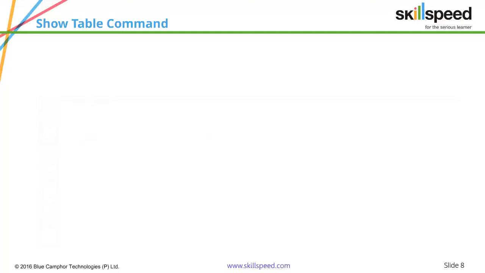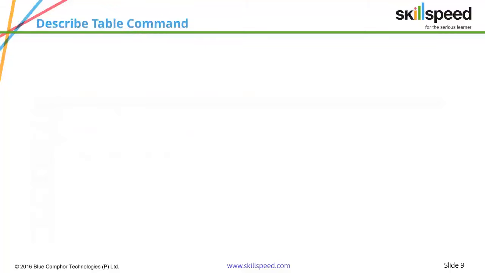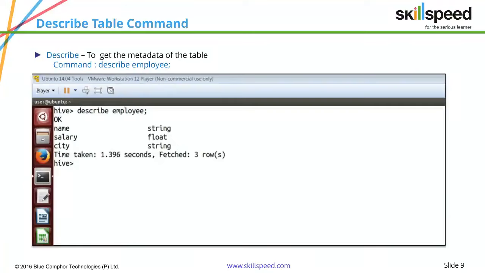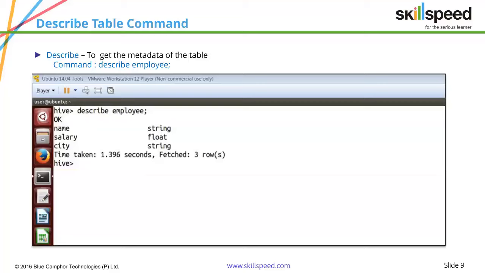Here I have typed in the command show tables, which shows me the employee table that we have created just now. The next command is the describe command. The describe command will give you a short description of the table that we have created. When I type describe employee, you can see that it returns name, salary, and city, which are my columns, along with the data type that they are being stored in.